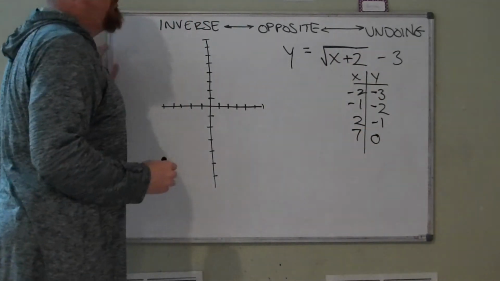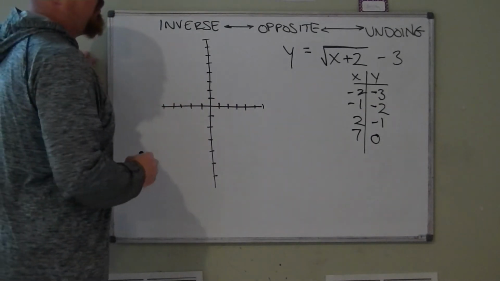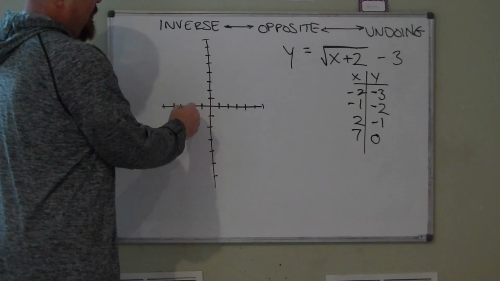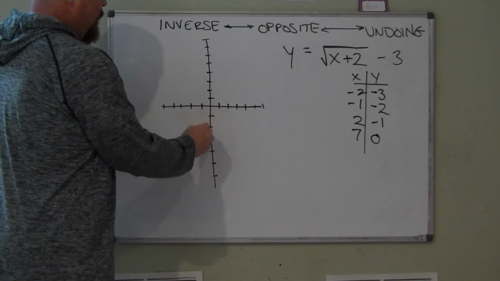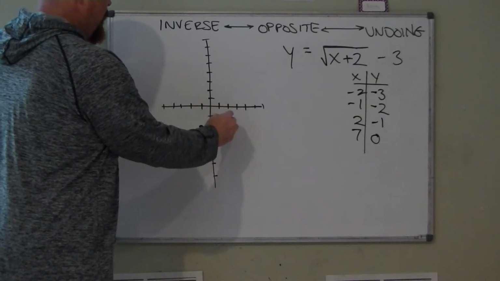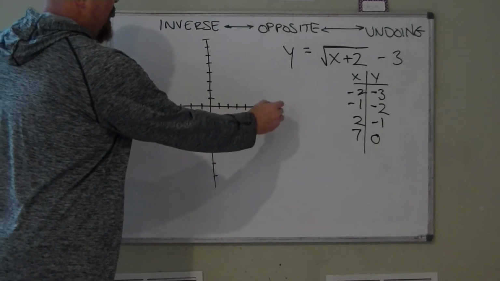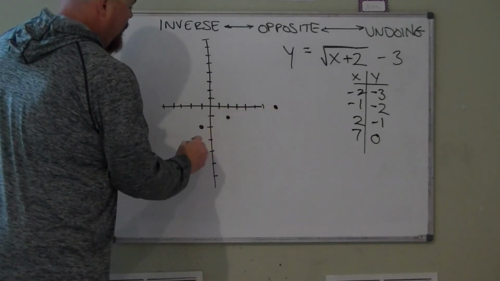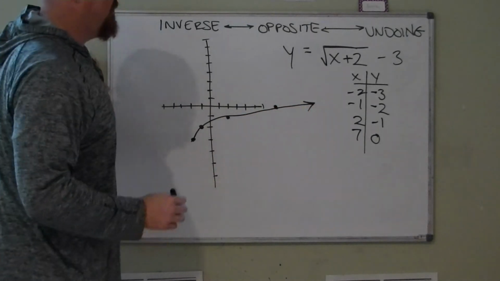So here are 4 points that I could plot. Now, I drew this freehand, so it might not work out perfectly, but we're going to go with it anyway. Negative 2, negative 3, we'll put right here. Negative 1, negative 2, right here. 2 and negative 1, right here. And 7, 0, we'll put over here. So the graph of this radical function looks like that.